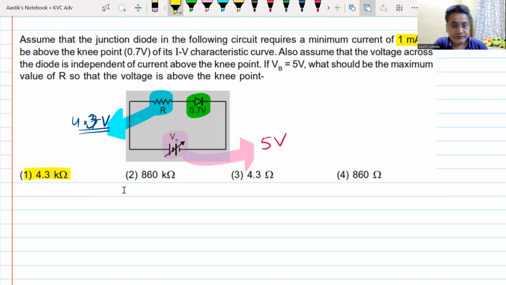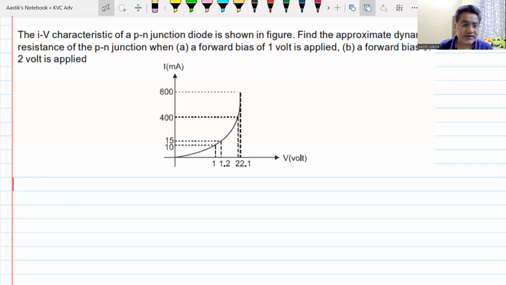Yes. One more, the last question in this category, and it comes like this. The IV characteristics of a p-n junction diode is shown in the figure. Find the approximate dynamic resistance. Told you about dynamic resistance. Find the approximate dynamic resistance of a PN junction, number 1, when a forward bias of 1 volt is applied, and number 2, when a forward bias of 2 volt is applied.